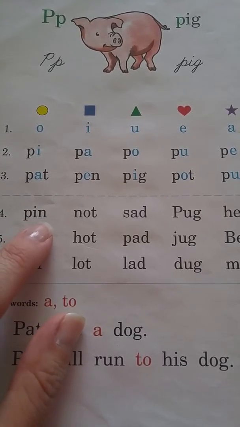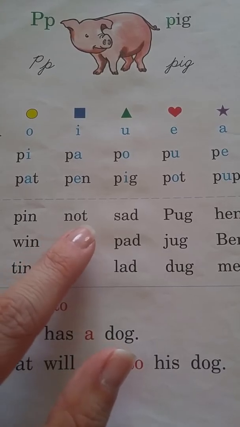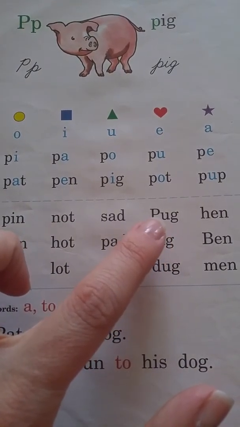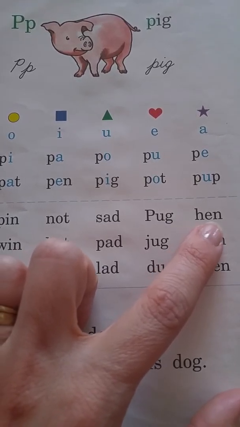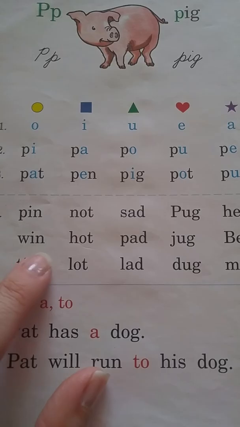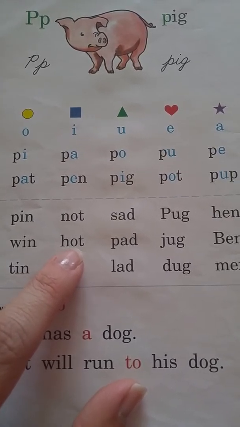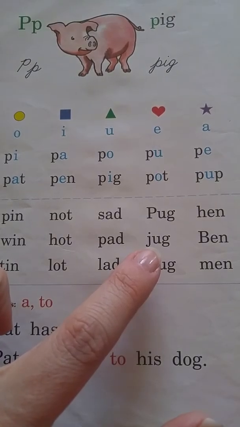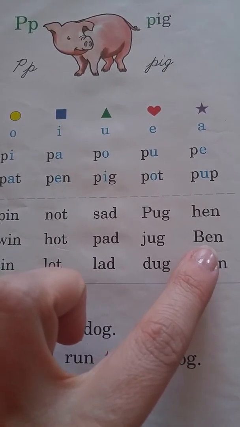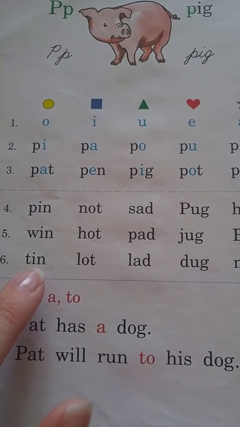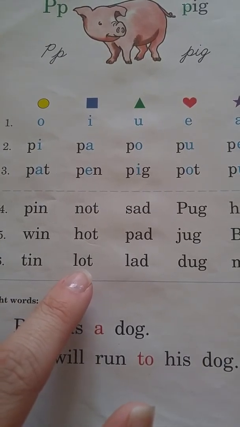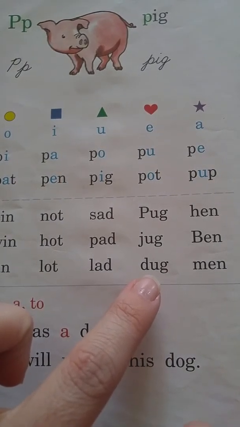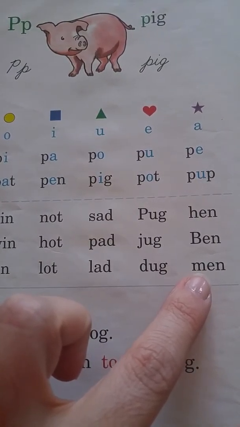Pi, pin. Na, not. Sa, sad. Pu, pug. He, hen. Wi, win. Ha, hot. Pa, pad. Ju, jug. Be, ben. Ti, tin. La, lot. La, lad. Du, dug. Me, men.